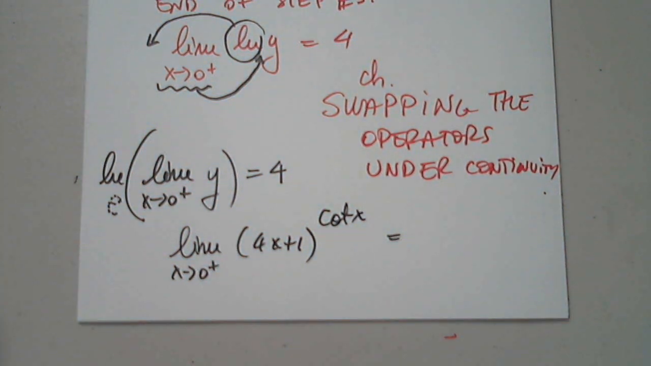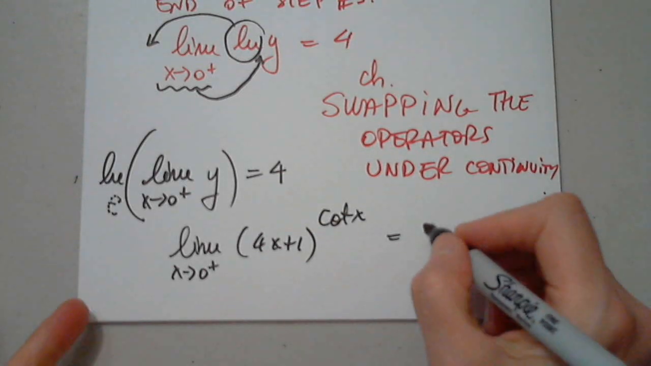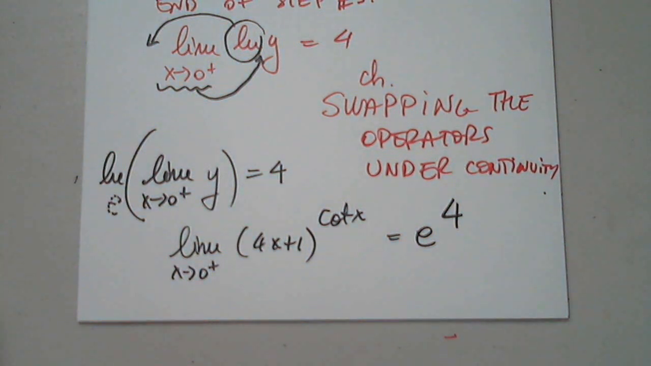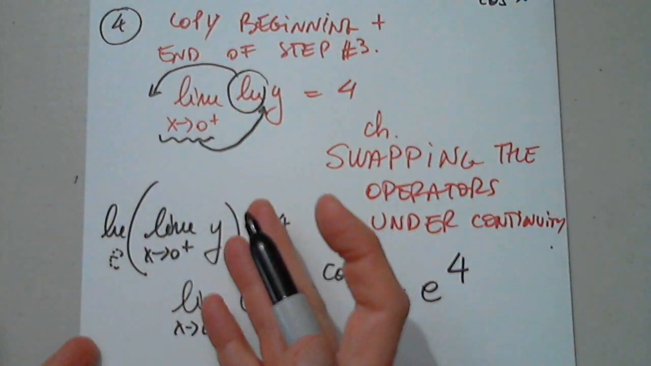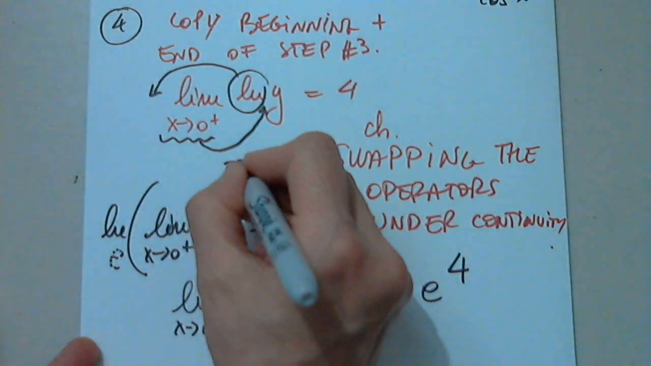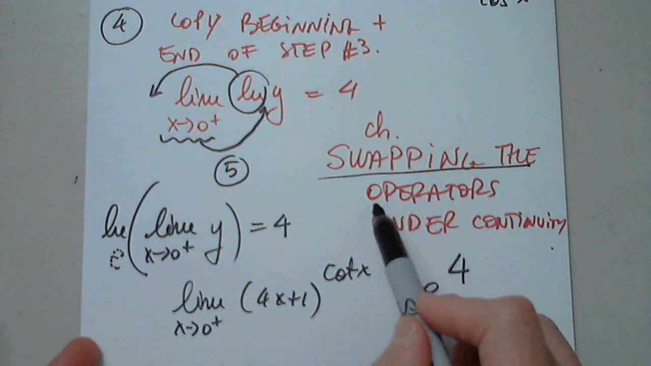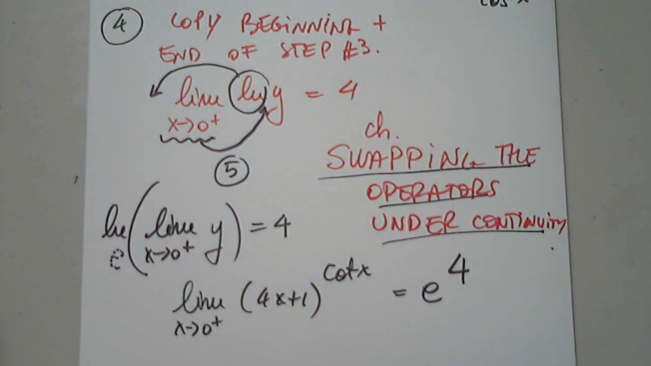Can anyone give us the answer? And this is final. So e to the 4, yes. So you can make this, if you would like, step 5: swapping the operators. And this is final.